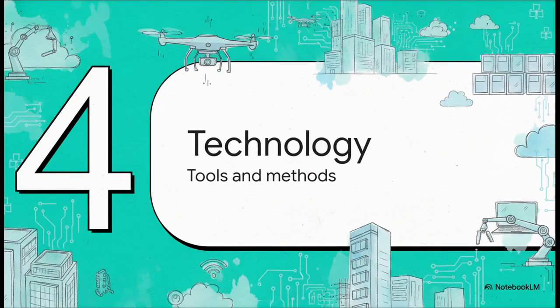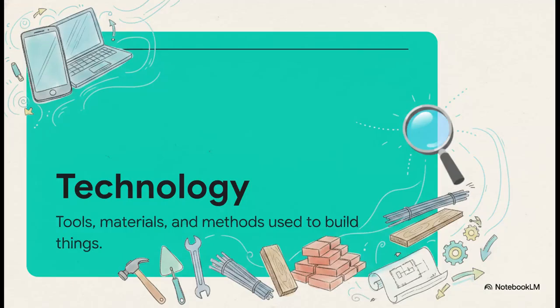All right, Section 4. Technology. Now, when we say technology in the context of the built environment, we aren't just talking about computers. We're strictly talking about the tools, materials, and methods used to build things. It's the applied engineering needed to take an architectural blueprint and make it a physical reality.